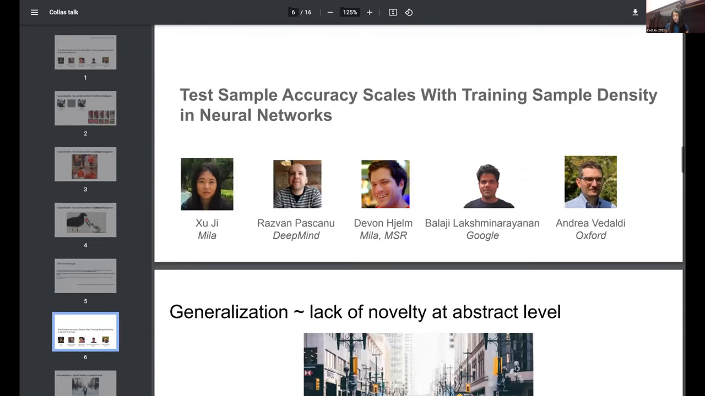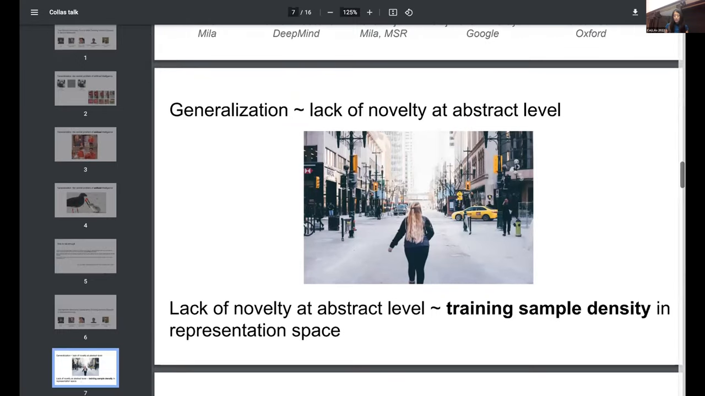So this work was inspired by an observation on how humans generalize when we do generalize, which is that we perform well on test inputs when there's only novelty at the low level, not at the high level. For example, you know how to classify the elements of a road scene pretty reliably wherever you are in the world, right? No matter the weather, the orientation, the lighting, whatever. The details might be different from what you've observed in the past from your training data, but the high level is actually very familiar.